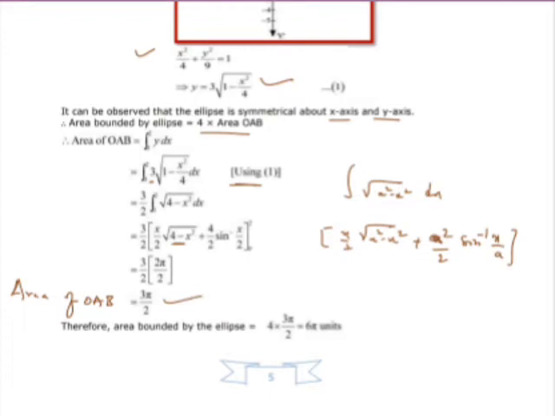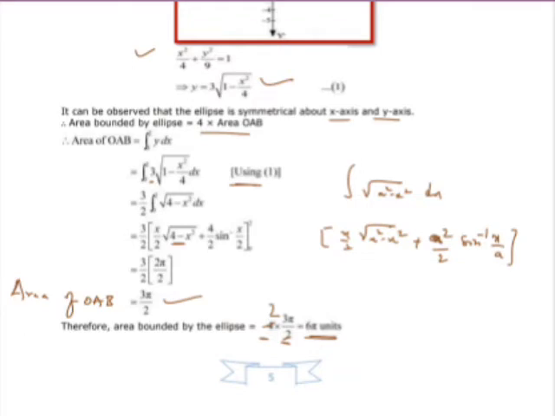So therefore, the area bounded by the ellipse is 4 times 3 pi by 2, which is nothing but 2 ones are 2, 2 threes are 6 units, which is the required solution.